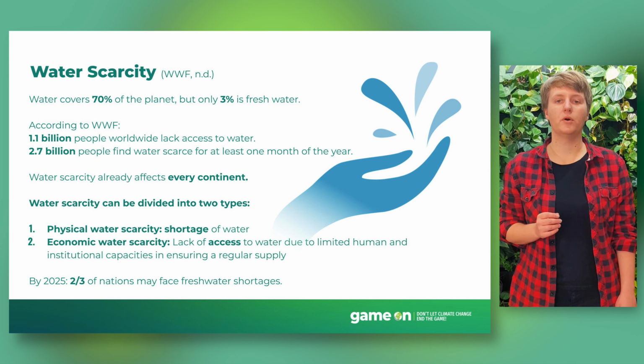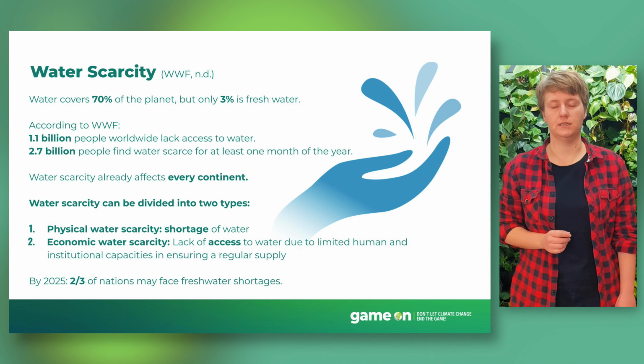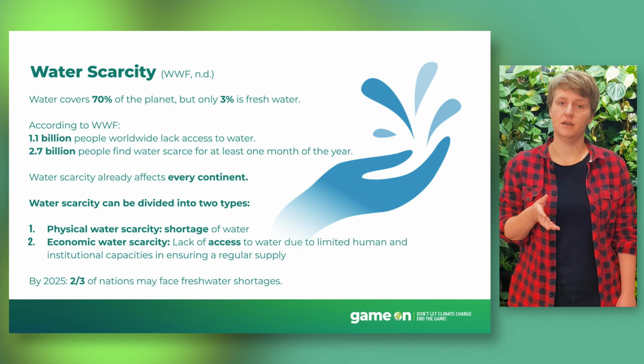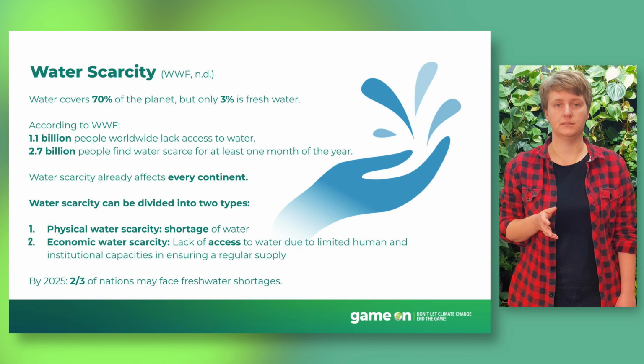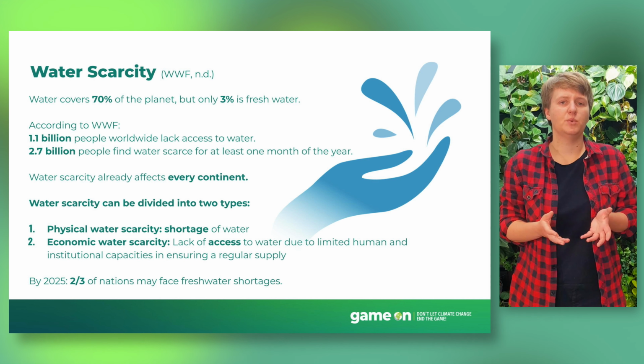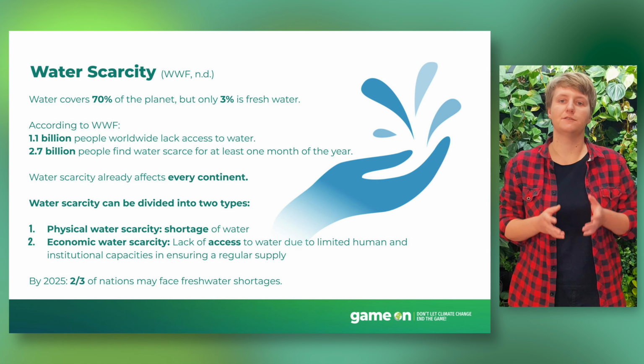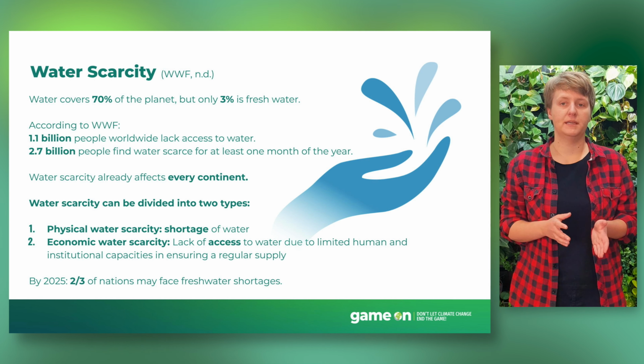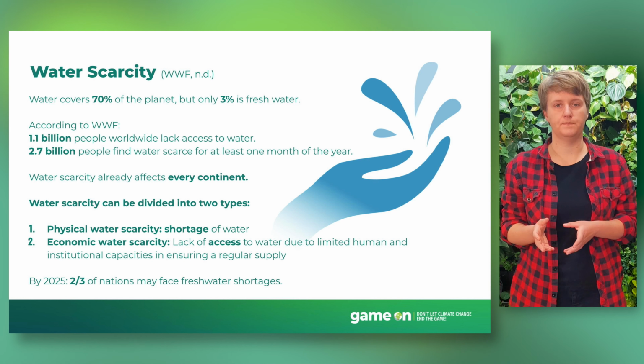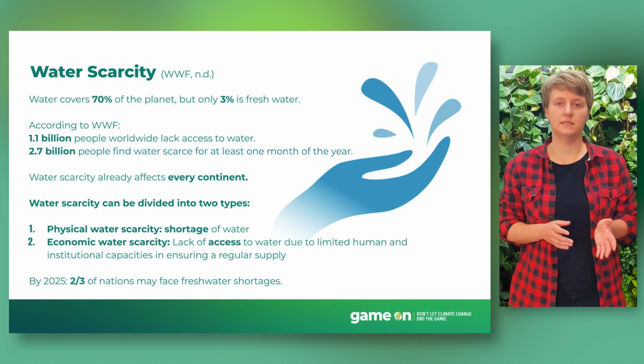Today, a total of 1.1 billion people lack access to water. This means that, give or take, 1/7 of humankind already faces water scarcity throughout all continents. Now, how do we define how people are affected by water scarcity? We can do so by considering physical water scarcity or by taking into account economic water scarcity. Physical water scarcity is, specifically, the shortage of water.